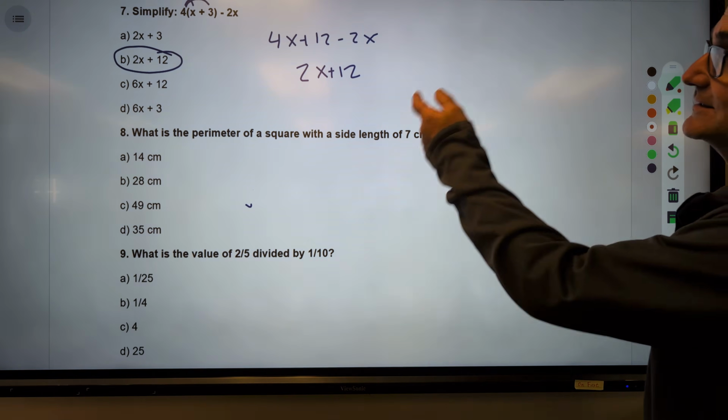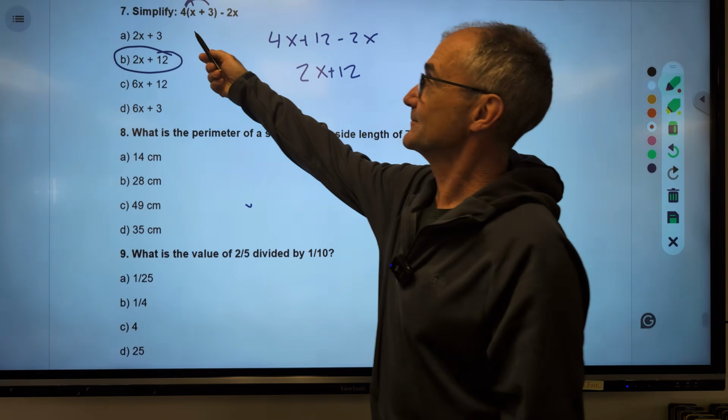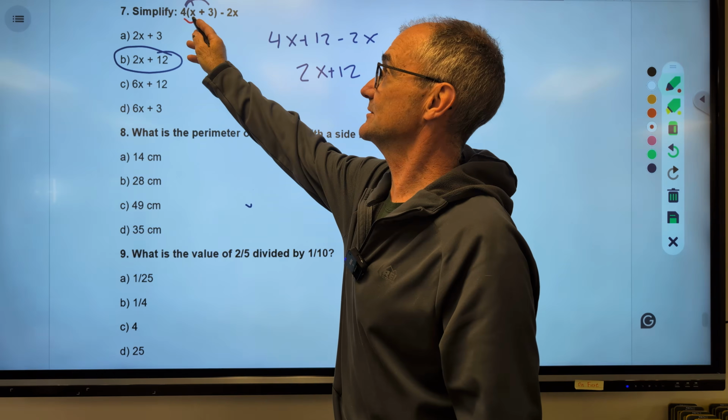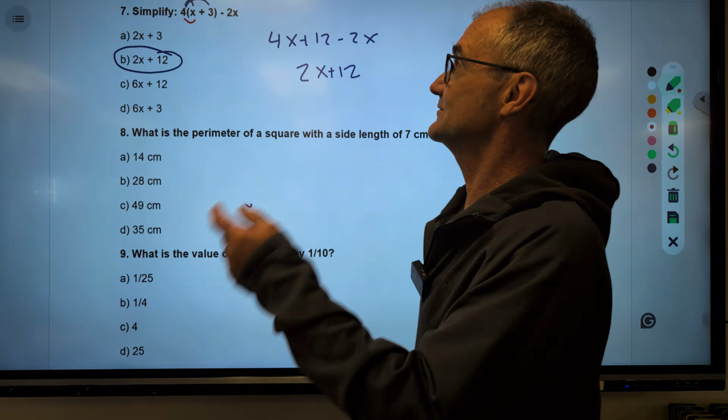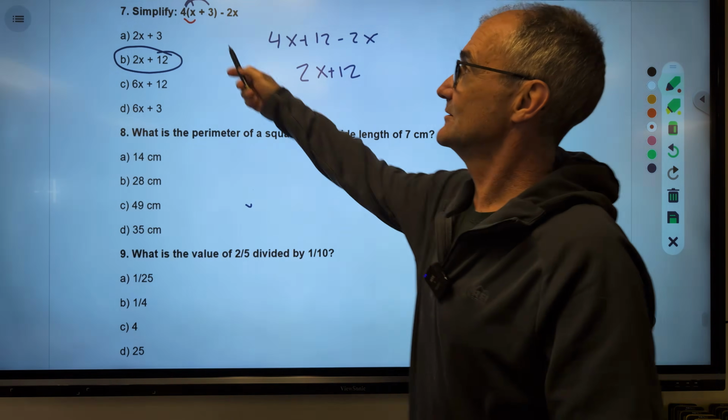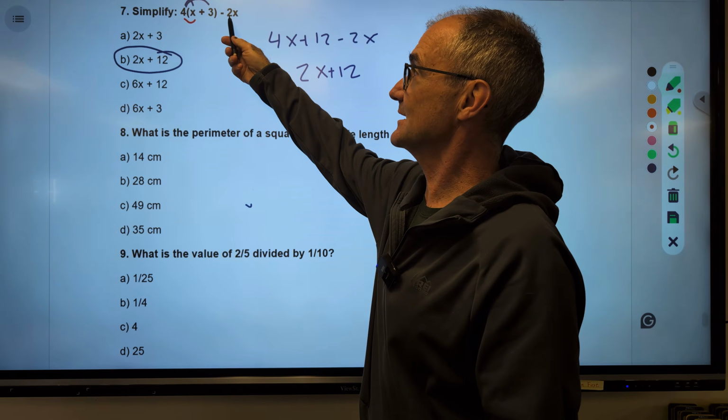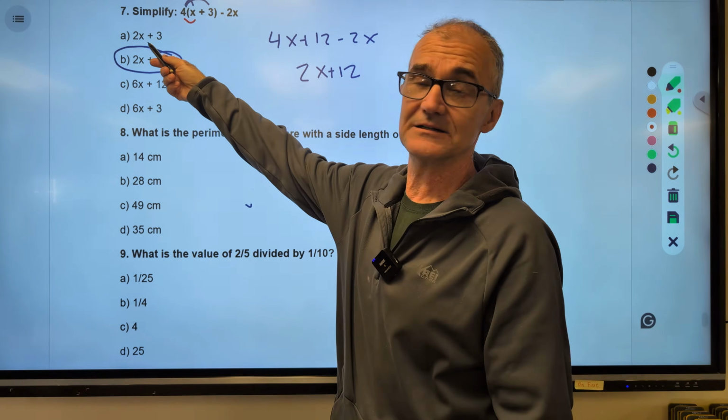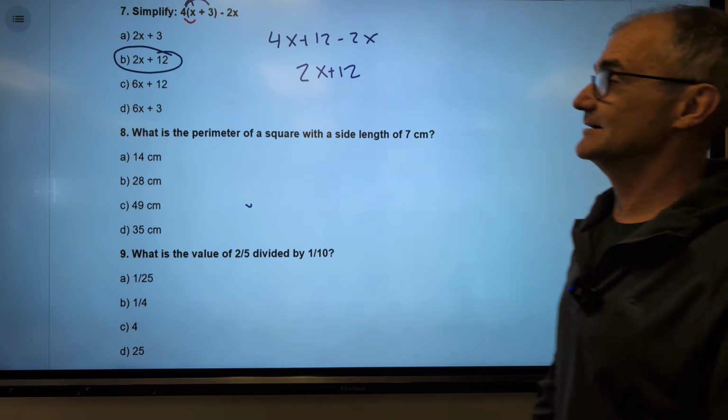The distractor, an easy mistake to make, is to only distribute the 4 to the x to get 4x plus 3 minus 2. 4x minus 2x is 2x plus 3. There's a deliberate distractor right there, answer A.